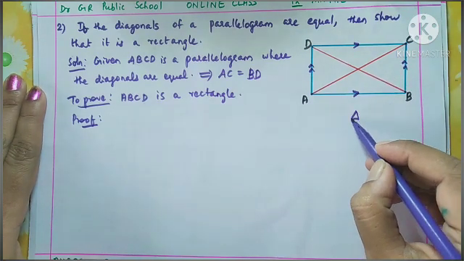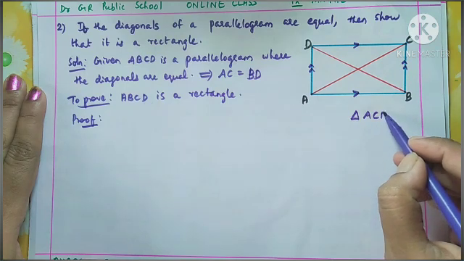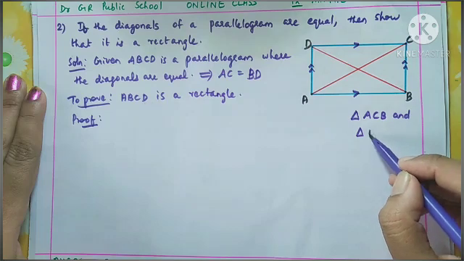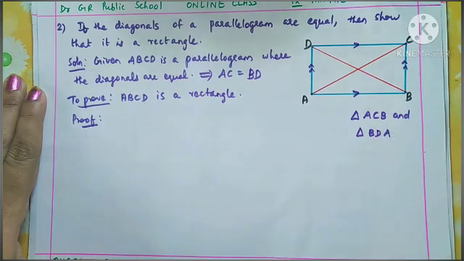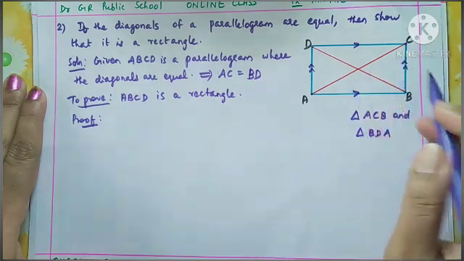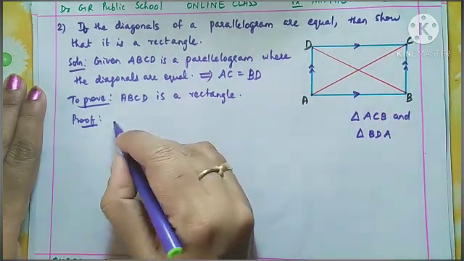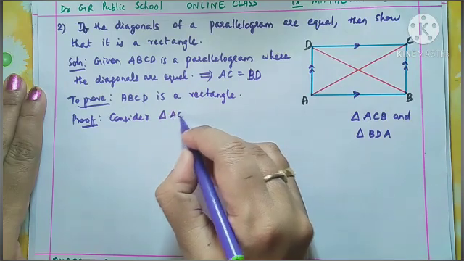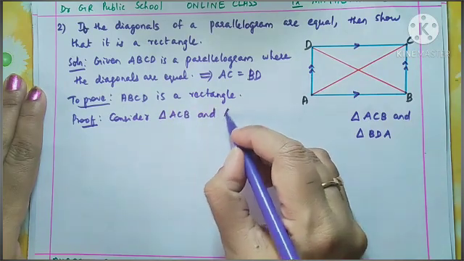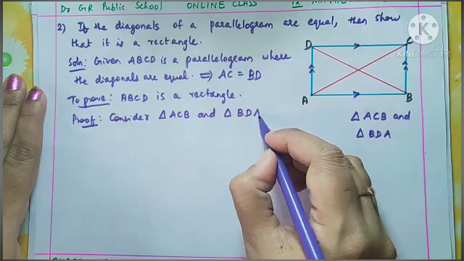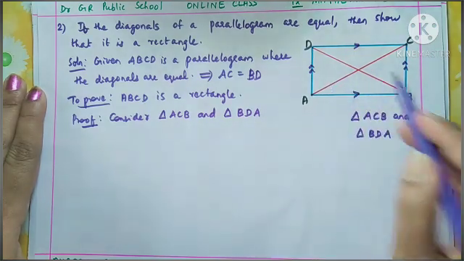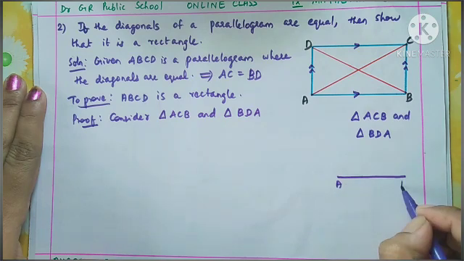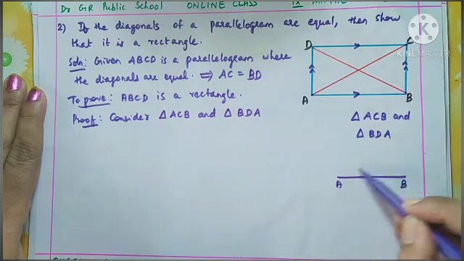So we are going to consider triangle ACB and triangle BDA. All of you carefully see those triangles in the figure. Okay. So consider triangle ACB and triangle BDA. So in these two triangles, okay, so here we can say this is AB. So ACB means C is here.